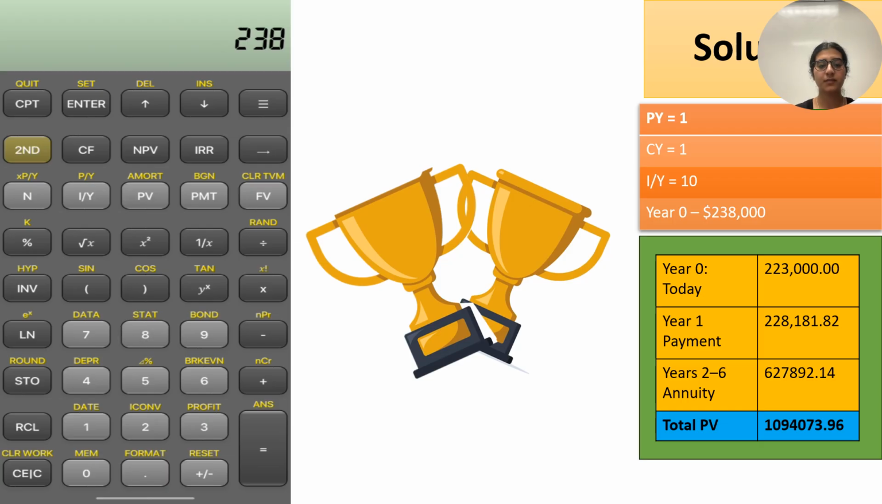So now we will add all the present values that we get, and sum the three parts. Firstly, the present value as given in the slide. We have year 0 today, that is $223,000.00, and the year 1 payment, that is $228,181.82. For years 2 to 6, our value is $627,892.14, that is the annuity. The total present value, when we sum all these amounts, is 1,094,073.96.